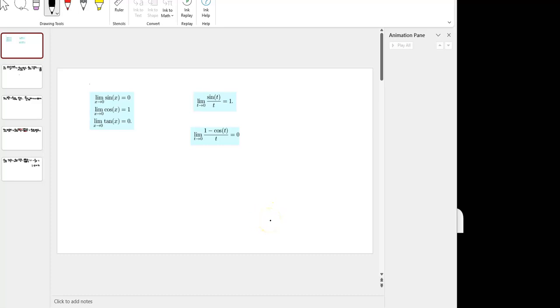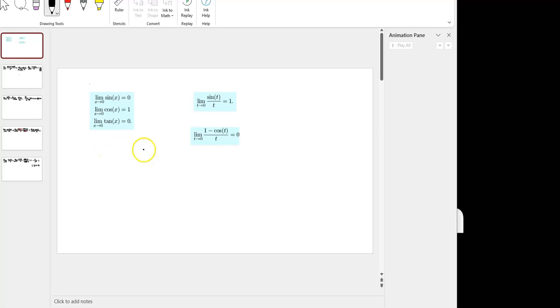In this video, I will talk about some trigonometric limits, which you see on the left-hand side. Limit as x approaches 0 of sine x is 0. Limit of cosine x as x approaches 0 is 1. And limit of tangent x as x approaches 0 is 0. It's based on the graphs of these three trigonometric functions, y equals sine x, y equals cosine x, and y equals tangent x.